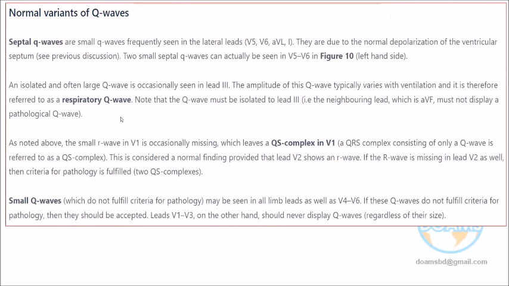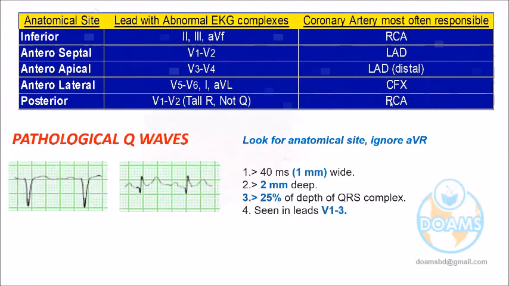I think if you read it by yourself, it will be enough. The septal Q waves are normal. You see, there are respiratory Q waves, and the QS complex in V1, small Q waves. That means these are normal. Actually, we must know the abnormal Q waves.